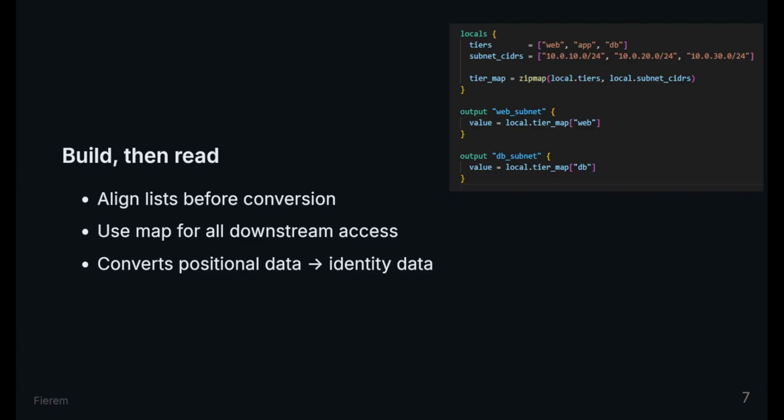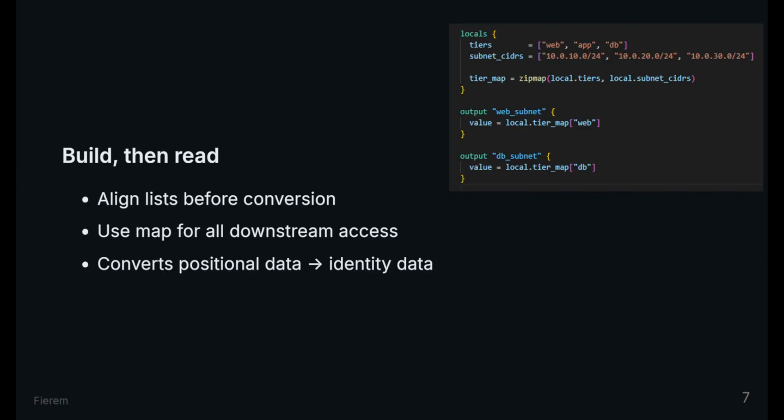Zipmap is strongest when you first establish trustworthy ordering and then convert once. After the map exists, use key-based access for the rest of the configuration. This reduces index math, reduces accidental reordering bugs, and gives for_each stable instance names. The outcome is code that expresses intent directly. First pair the data, then address it by meaning.